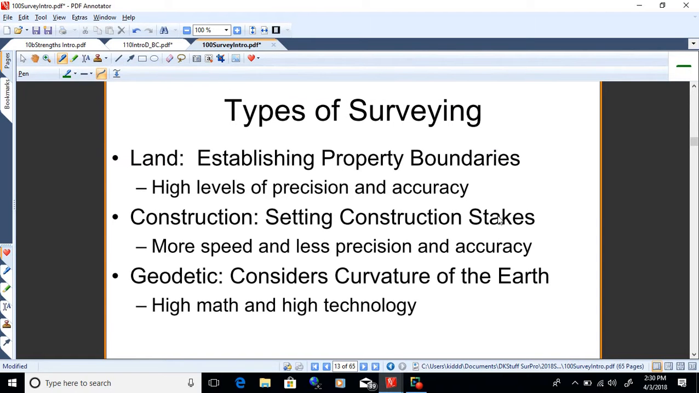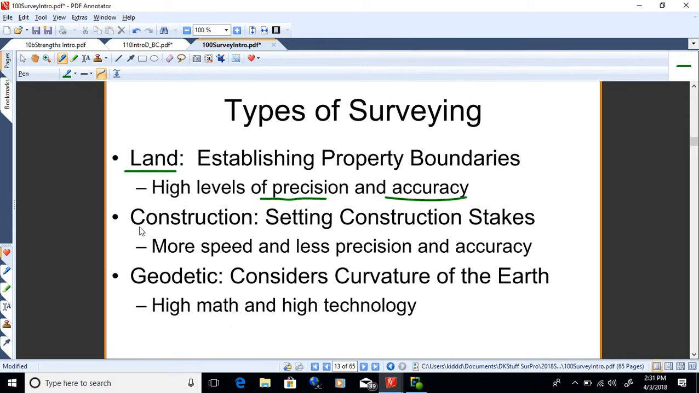Now there's lots of types of surveying. Some of the basic categories that you run into is land surveying or property surveying. That establishes property boundaries, and this uses high levels of precision and accuracy, okay? So people get very, very serious about where their property corners are, and so you get that stuff where it's supposed to be. You don't mess around with property surveying. You put those corners where they belong, and that's how that goes, all right?